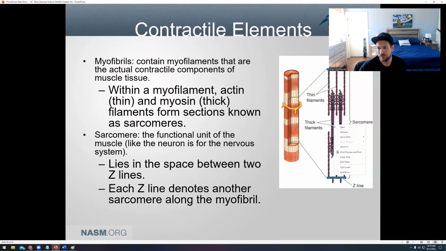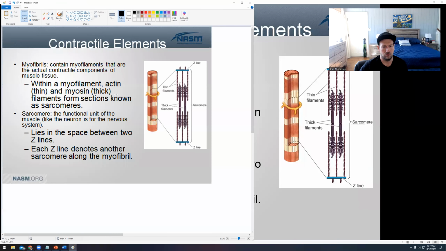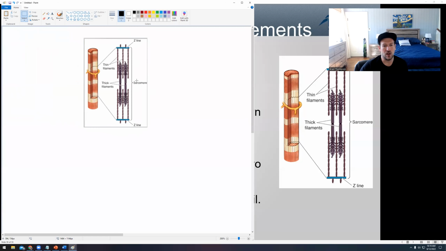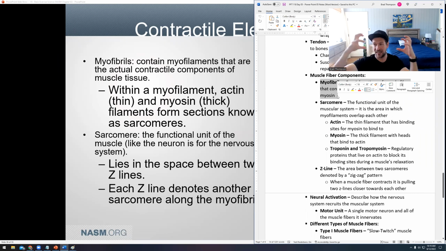So what'll happen is basically we are going to try to take this area here, which we call a sarcomere. So that's one of our terms, right? The myofibril is the overall rod, and it's made up of all these sarcomeres stacked end to end to end to end, and that's what makes up the myofibril.